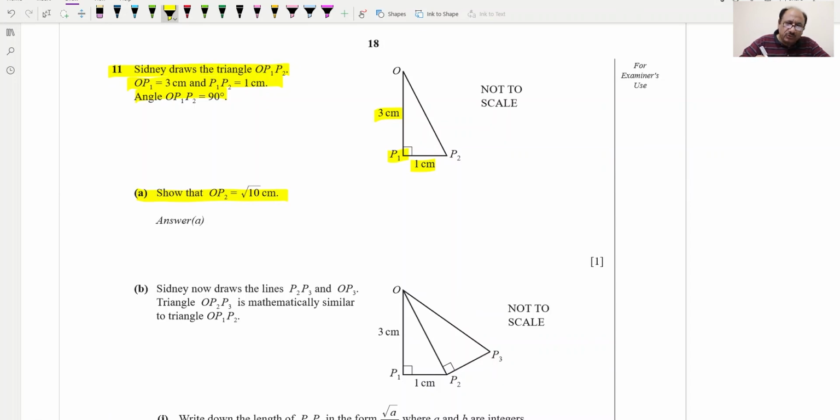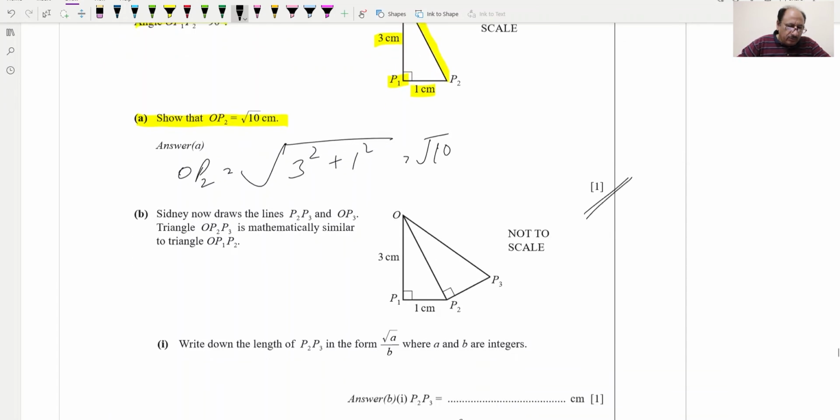So by Pythagoras theorem we know this side, the square of this side is equal to the sum of squares of the other two sides, so OP2 will be equal to the square root of 3 squared plus 1 squared, which is equal to root 9, not 9, 10. So root 10 basically, and 3 squared will be 9 plus 1 will be 10. So this is how we are getting root 10, and this was a 1-mark part which we are done with.